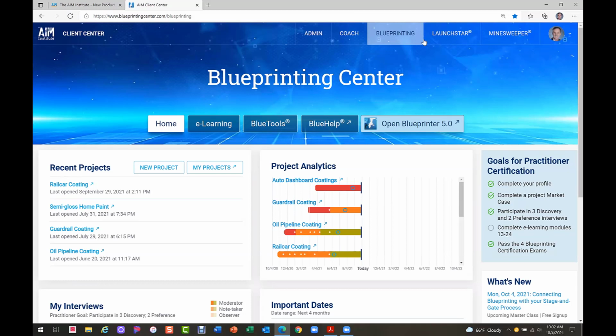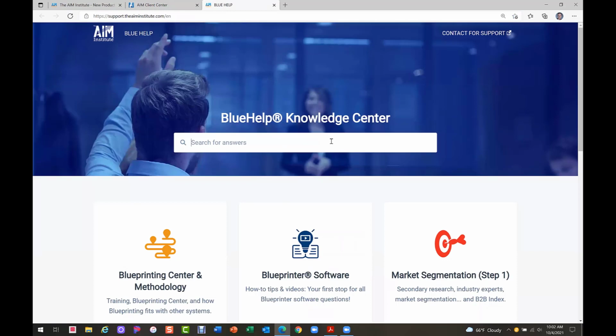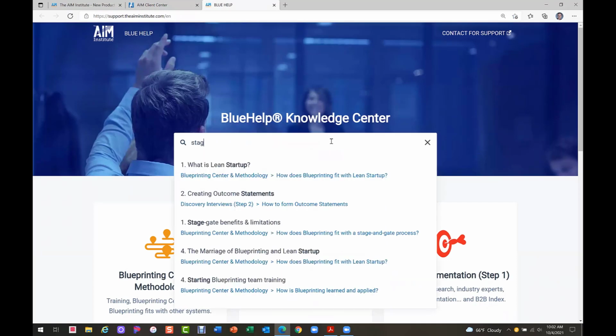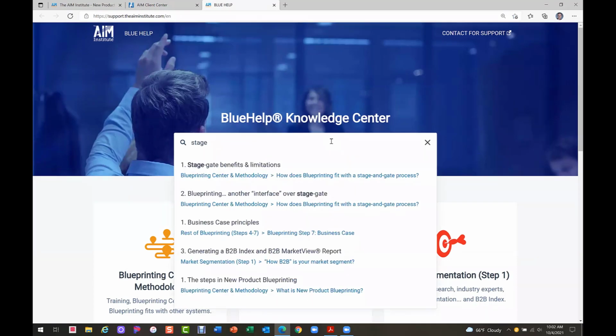But let me do this. I like to start whenever we can with whatever is in Blue Help. And thankfully, we do have an article in here on StageGate. So we just come here, do a little... there we go, StageGate right off the bat here. So I'm going to click that.